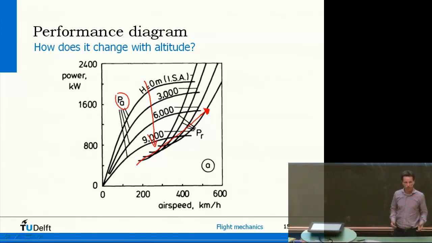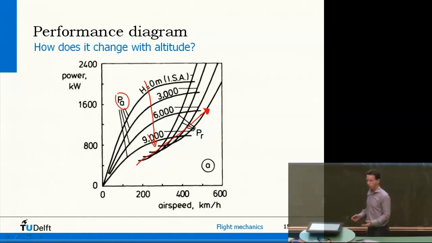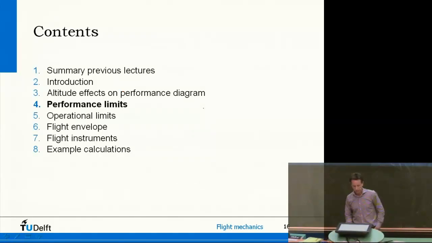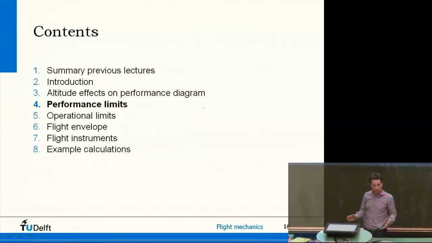So let's just have a look from a qualitative point of view. What does this actually do to all the important parameters like minimum speed, maximum speed, range, endurance, climb angle, and so on. And everything together will give you certain performance limits, so those are the limits the aircraft cannot exceed.